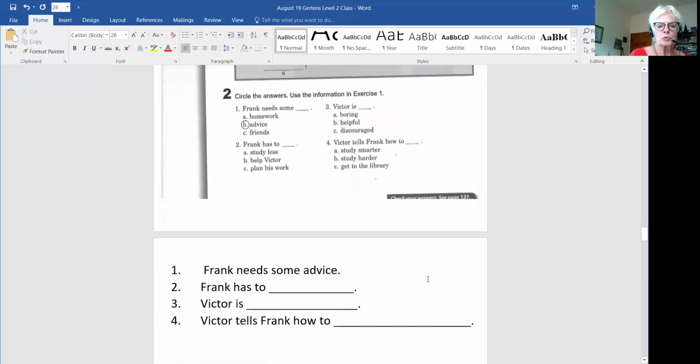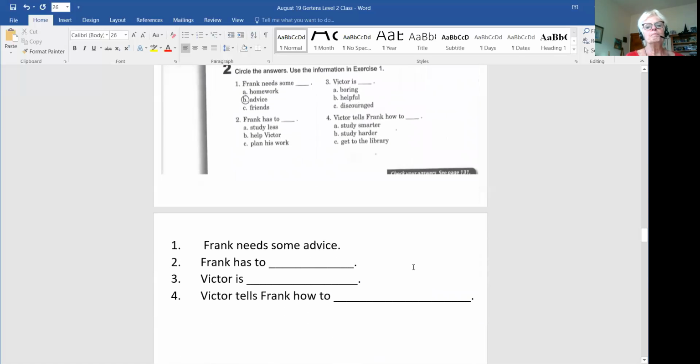And then we also read 4 questions. Number 1, Frank needs some, well, we know he needs some advice. He doesn't need homework, and he doesn't really need friends. He needs some advice. Number 2, Frank has to what? Study less, help Victor, or plan his work? That's right. The answer was Frank has to plan his work. He has to make a list of all the things he needs to do. He needs to make a list or plan his work.